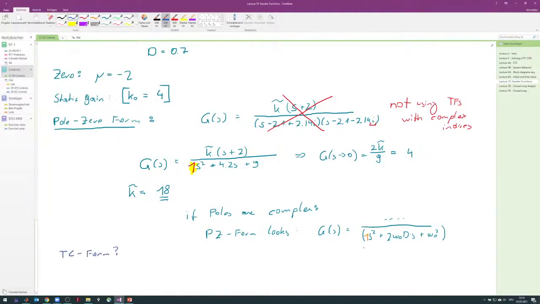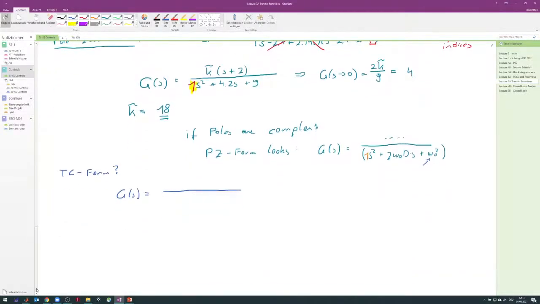Well, the time constant form is similar to when you have real poles. You only put the 1 here, right? So, G of S in time constant form. It does not really make sense to actually write the time constant if your system is also oscillating, because they don't have much of a meaning.